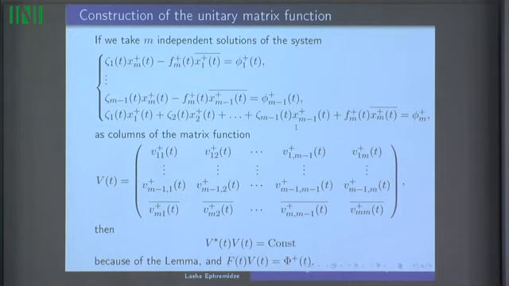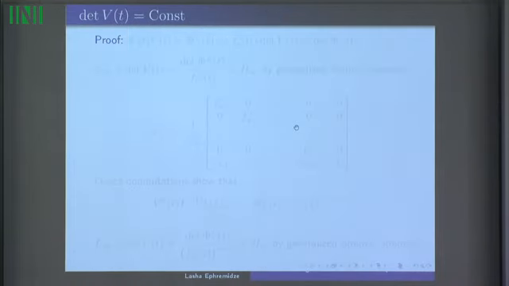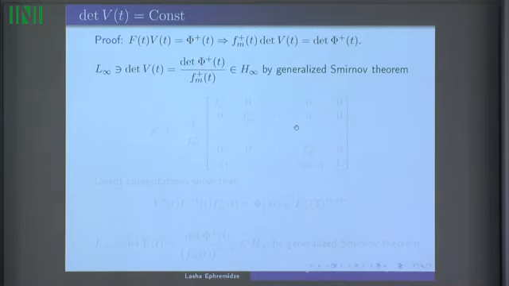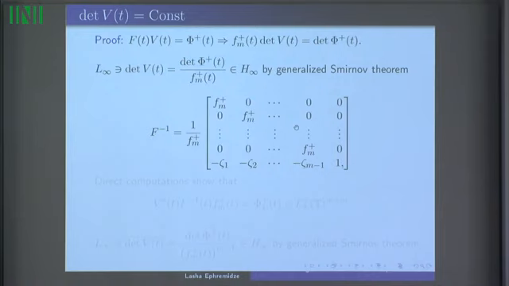We also need to show that the determinant of this, which does not guarantee that the determinant is constant with absolute value, but we need the determinant to be constant without absolute value. This can also be proved, again using the generalized Smirnov theorem, because this holds, and we can see that therefore the determinant is a function from H infinity. And then simple calculations show that this is the inverse of matrix F, and therefore this equation holds.